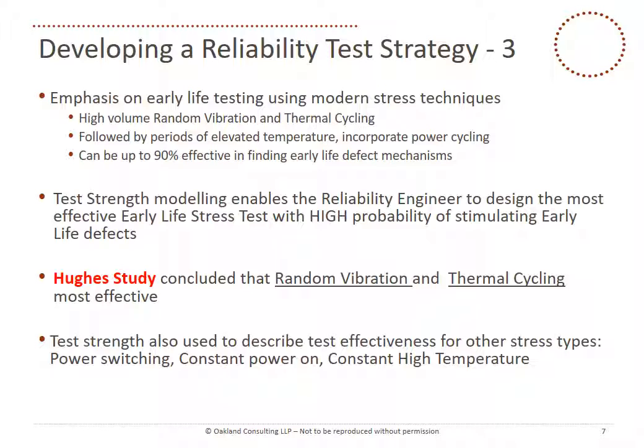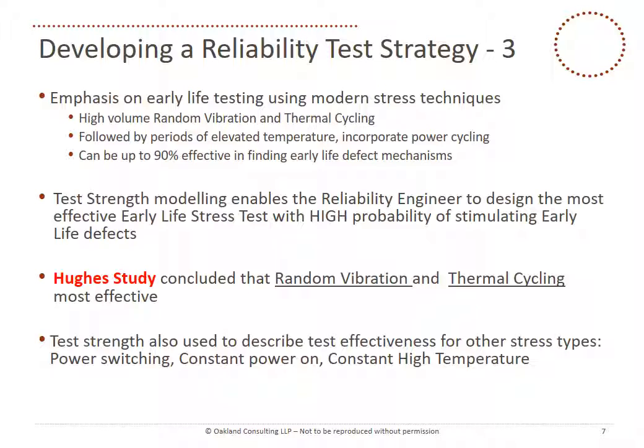Now, test strength modelling enables the reliability engineer to design the most effective early life stress test. This is not a long-term accelerated life test. It is early life, with a high probability of stimulating early life defects. The Hughes Aircraft study concluded very clearly many years ago that random vibration and thermal cycling are most effective. And the test strength models they developed were also used to describe test effectiveness for other stress types: power switching, constant power, and also constant high temperature.